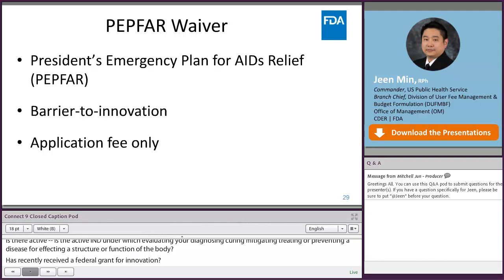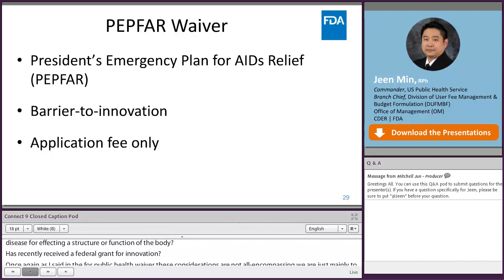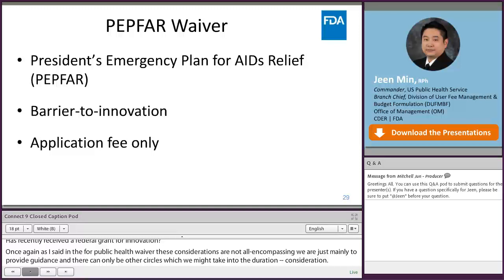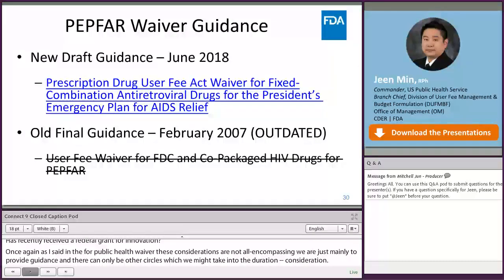When it comes to the barrier to innovation waiver, there are subcategories of it. The first one I'll be going over is the PEPFAR waiver. It stands for the President's Emergency Plan for AIDS Relief. As I said, this is a type of barrier to innovation waiver, and is only applicable to the application fee.